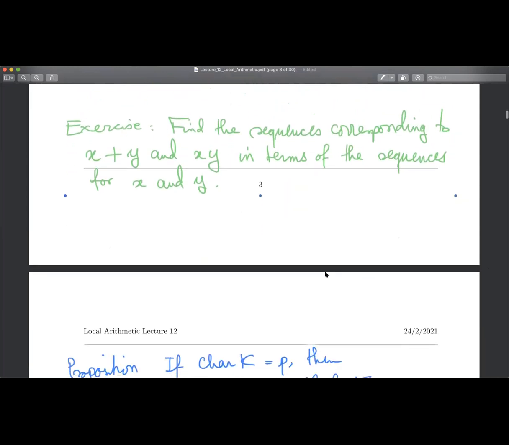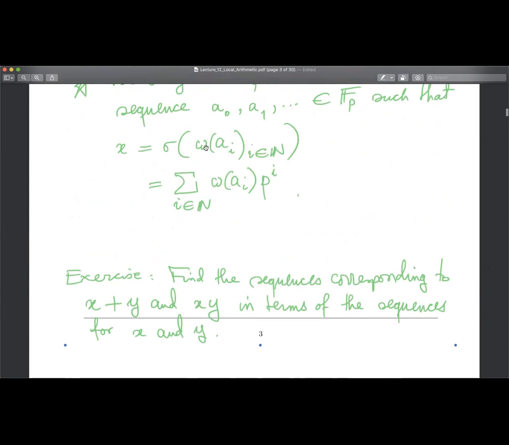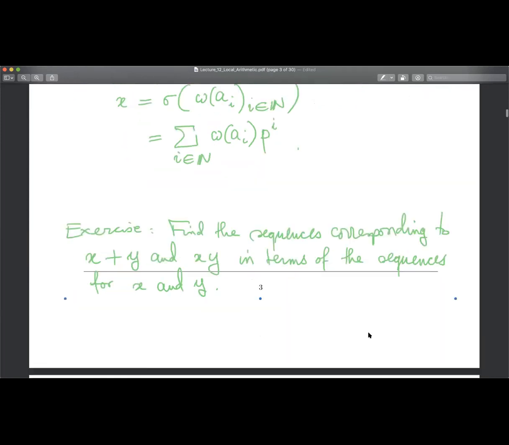So here is an interesting exercise. You might try your hand at it. If you know this expansion, so what should it be called? It's not the p-adic expansion, because in the p-adic expansion, the digits are supposed to be the integers 0 to p minus 1 inclusively. But whatever, if you know the sequence a_0, a_1, and so on corresponding to x and the sequence b_0, b_1, and so on corresponding to y, try to find out what the sequences for x plus y and xy are going to be.